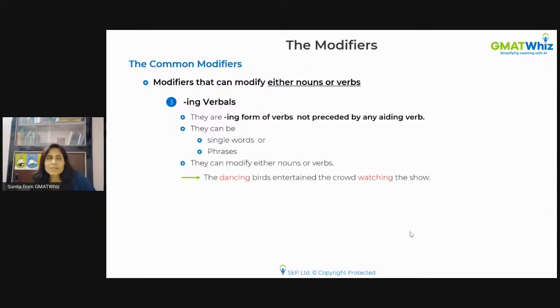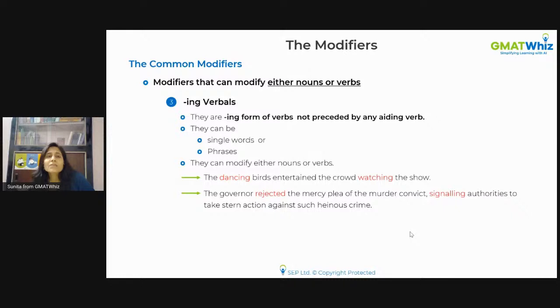For example, let's look at the sentence: The dancing birds entertain the crowd watching the show. Now, if you see here, the ing verbal dancing is modifying birds, and the ing verbal watching is modifying the crowd.